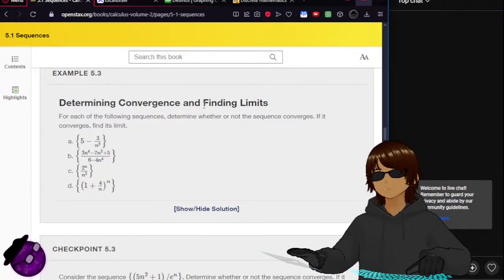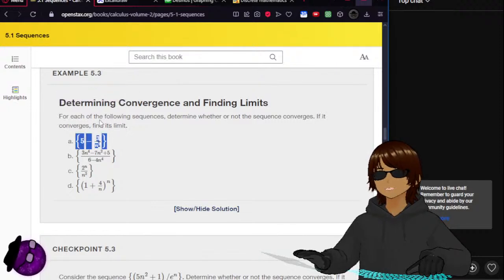Determining convergence and finding limits. Okay, for the first one, the limit is 5 because this part, 3 over n squared, will go to 0.